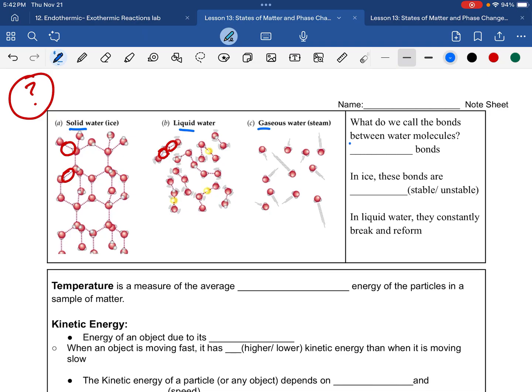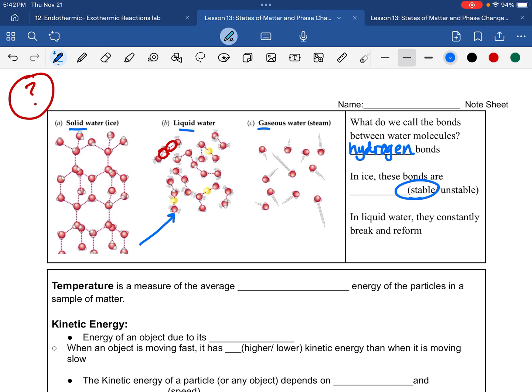Coming back here, if you said hydrogen bonds, you were correct. And in ice, these bonds are very stable. So notice it's like a crystal structure. They're going to stay in the same place, these bonds. And then in liquid water, if we add enough heat, the water molecules vibrate, move with enough energy that those hydrogen bonds break. But what happens is they break and they reform. In liquid water, they're constantly breaking and reforming.